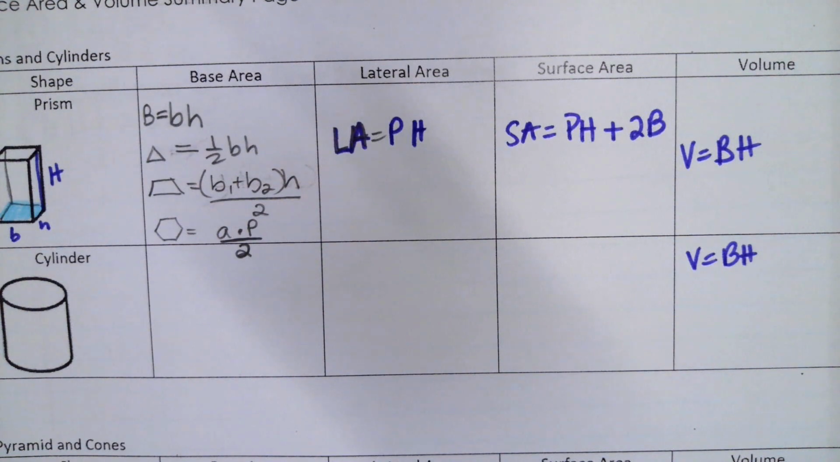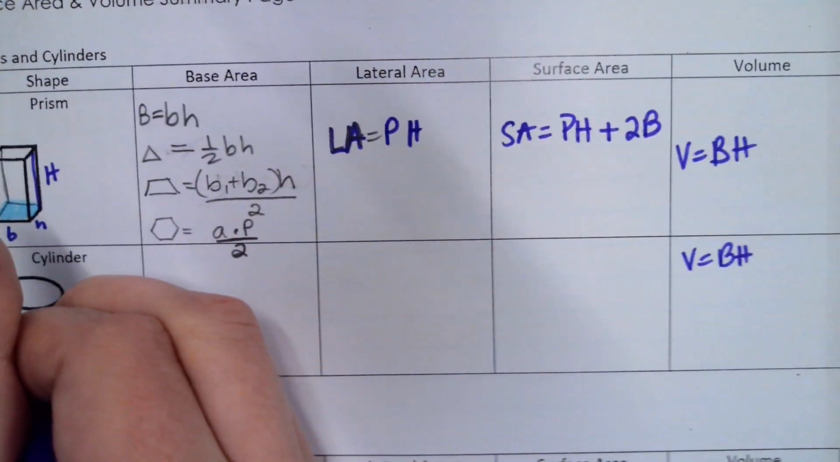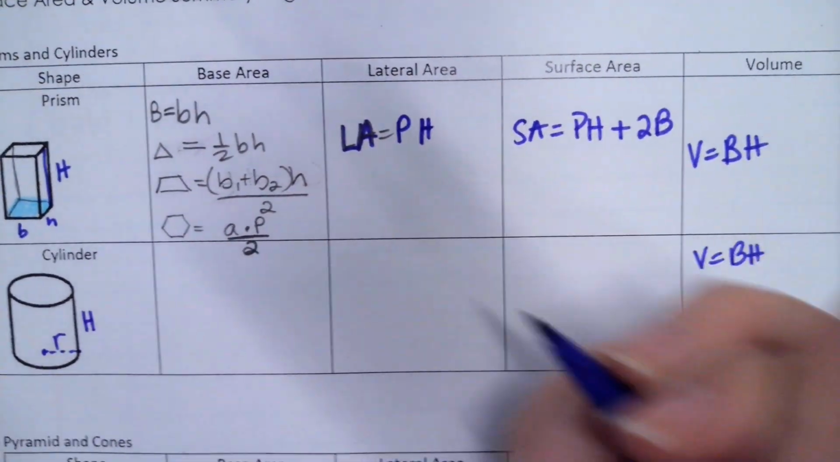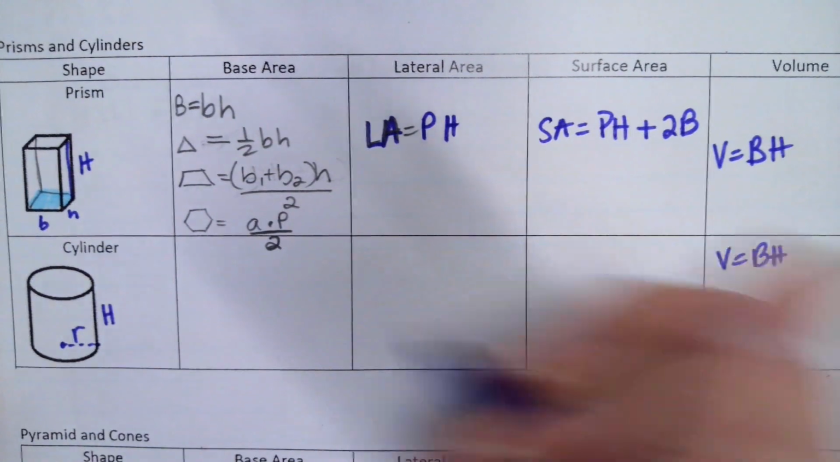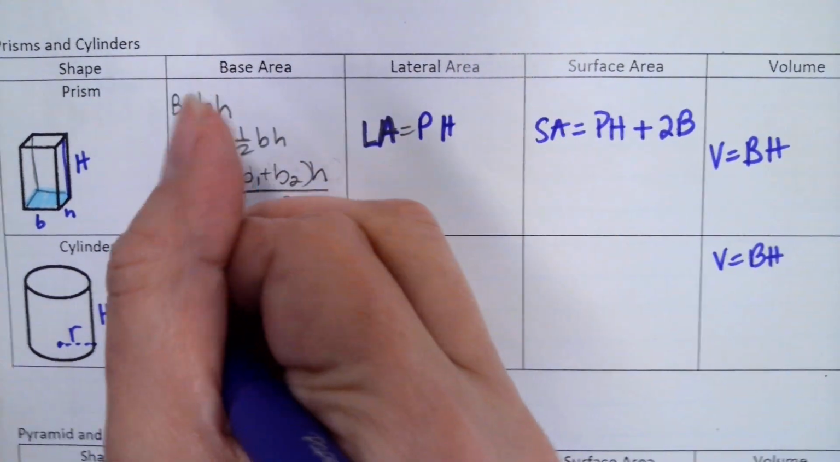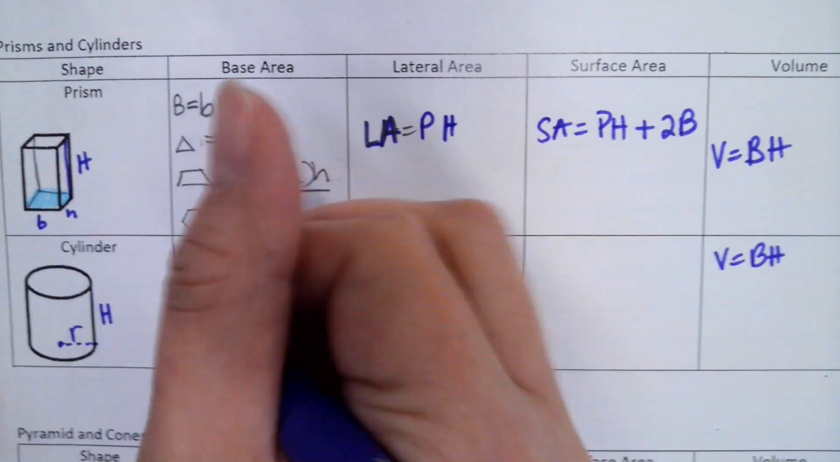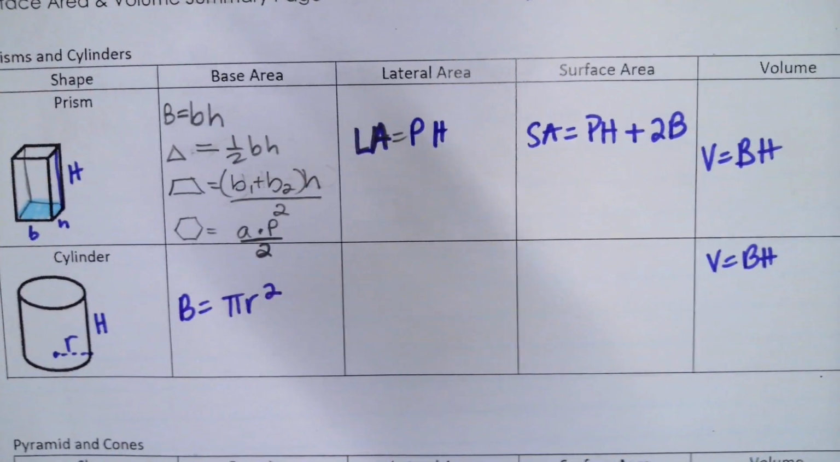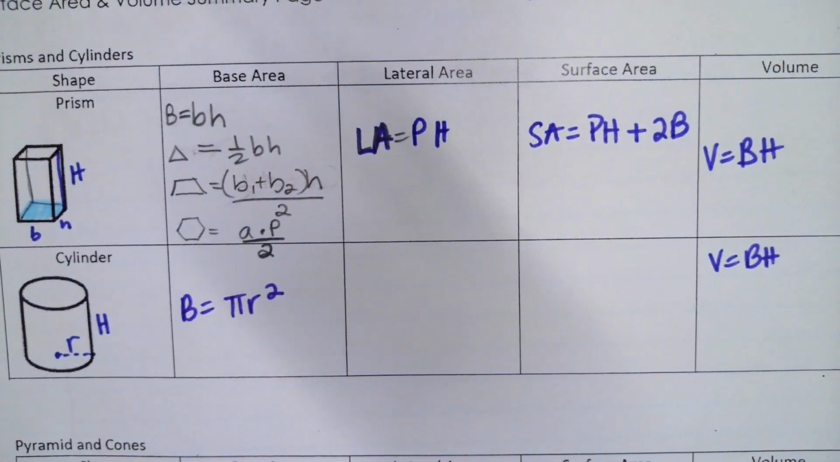Okay. What type of base is the cylinder? Always? It's always a circle? Okay, I was like, is it always? That was my question. Pi r squared is the area of the base. It's always going to be a circle. That is in fact true.